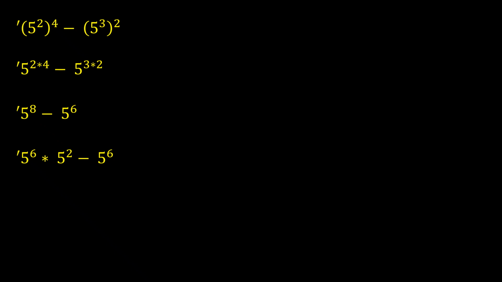Now, we can rewrite 5 to the power of 8 as 5 to the power of 6 times 5 to the power of 2. This helps us factor. Factor out the common factor of 5 to the power of 6. This gives us 5 to the power of 6 multiplied by the quantity 5 squared minus 1.